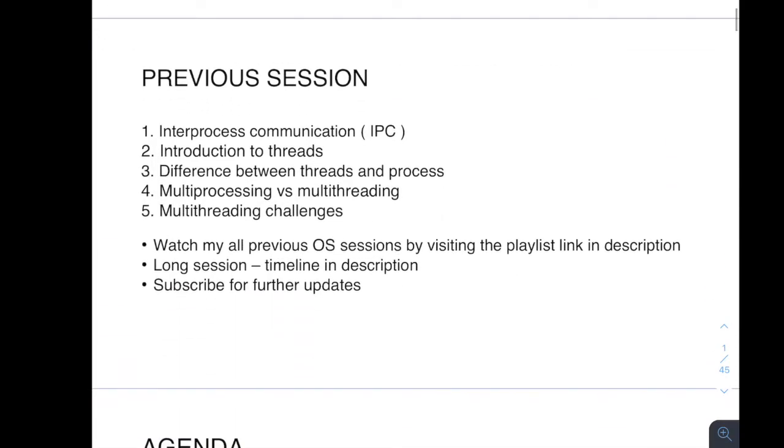Okay, so this is regarding the previous session. In the previous session, I covered thread management. I covered inter-process communication. Then I covered introduction to threads, the difference between process and thread, the difference between multi-processing and multi-threading, and what are the challenges that are faced while you write multi-threading code. So all these topics I covered in my previous session.